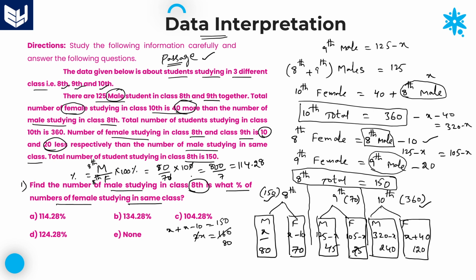Now according to the options, you need to calculate the values up to 2 decimal digits after the decimal point. So your required answer for this question is 114.28 percent. The number of male candidates from 8th class is 114.28 percent of the number of female candidates from the same class. Looking at the options, option A is the right answer for this question. Option A.